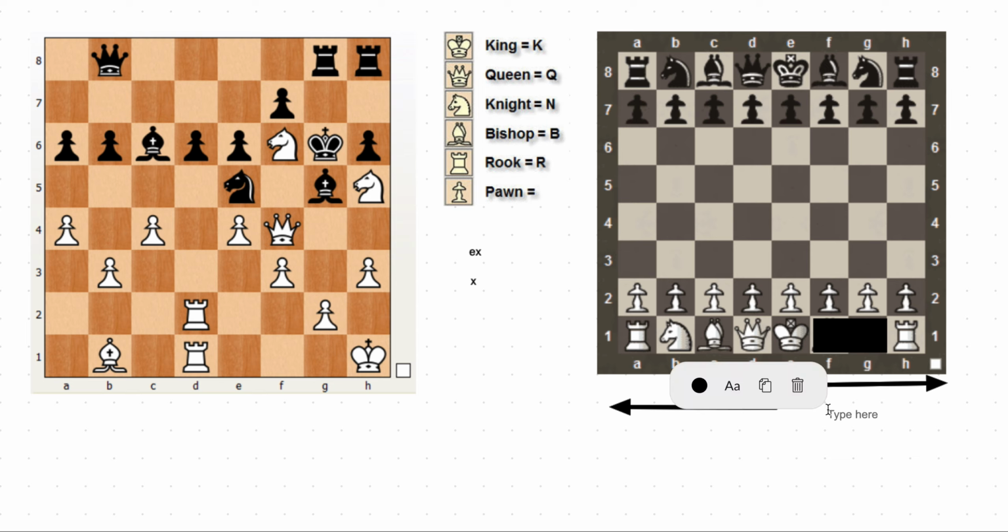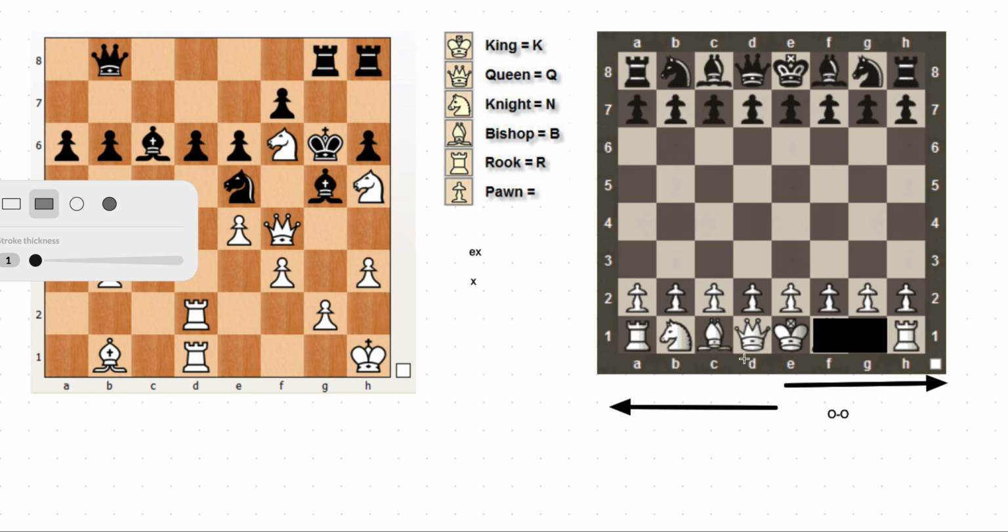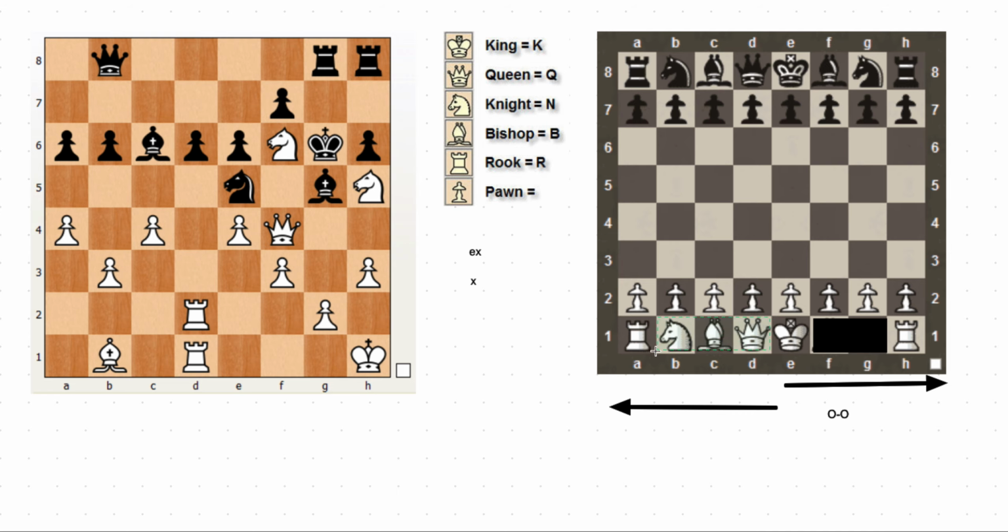This king side castle would be called O-O. Now, just like the other side, if these pieces were all doing other stuff, and we did a queenside castle, we would label it O-O-O.